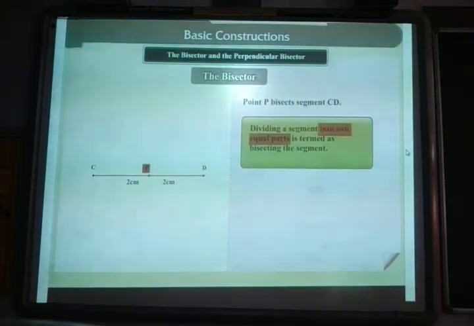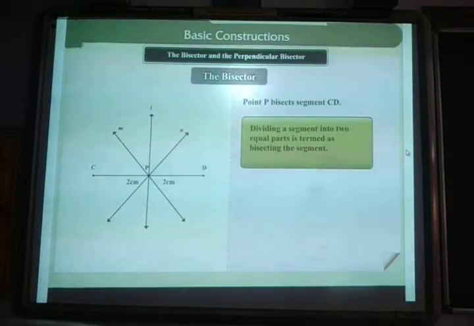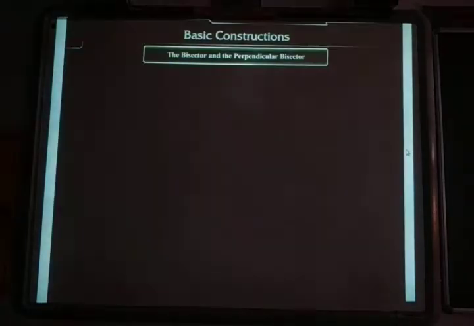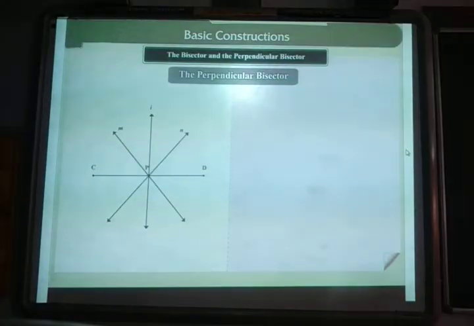Dividing a segment into two equal parts is termed as bisecting the segment. Let's draw three lines through the point P and name them l, m, n. All these lines are the bisectors of segment CD. The perpendicular bisector.